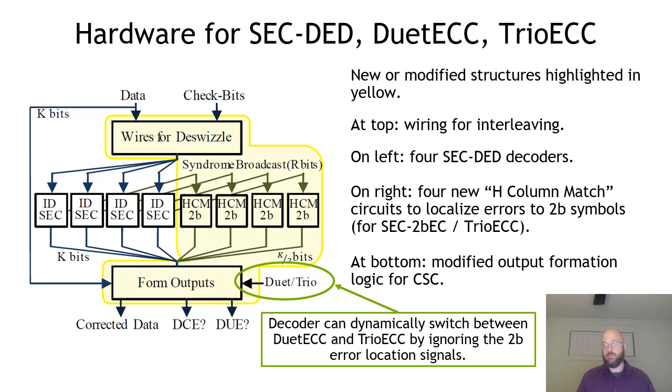Our decoder is designed to support dynamic switching between duet ECC and trio ECC by respecting or ignoring the 2-bit error location signals. We do this because duet ECC and trio ECC expose a correction versus SDC risk trade-off between each other. Thus, by designing the decoder to support both, the user or system administrator can choose to prioritize error correction to reduce the error-related crash rate, or detection to avoid silent data corruption.